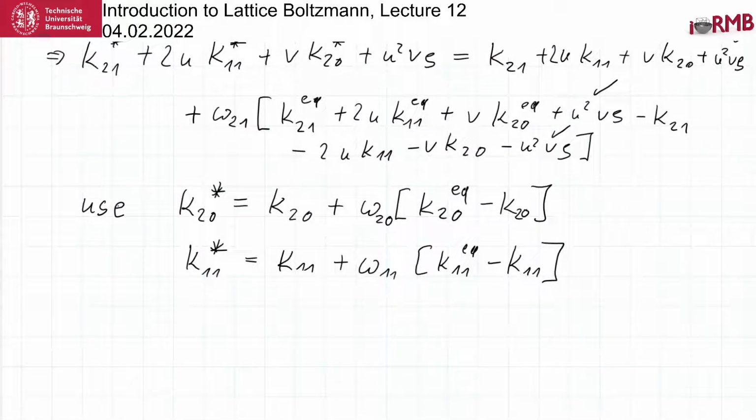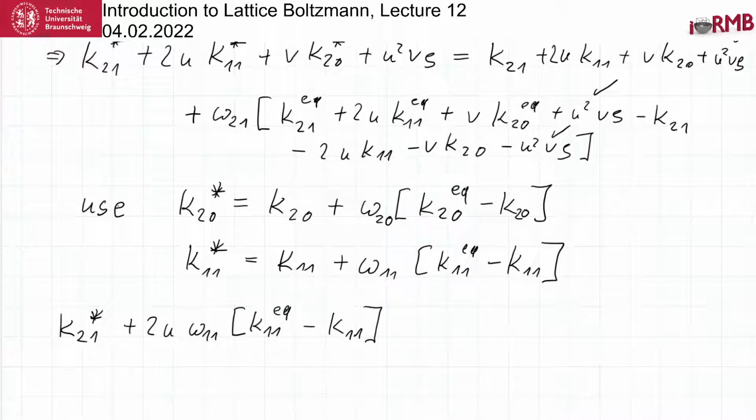Okay, so now we have to plug all of this again into the above equation. So we have k21 after collision plus u2u omega 11 k11 equilibrium. So I've already eliminated the pre-collision part here because I do not want to write too much. I'm just giving the result. You are very, very welcome to go through the entire calculation yourself, but we have to go on.